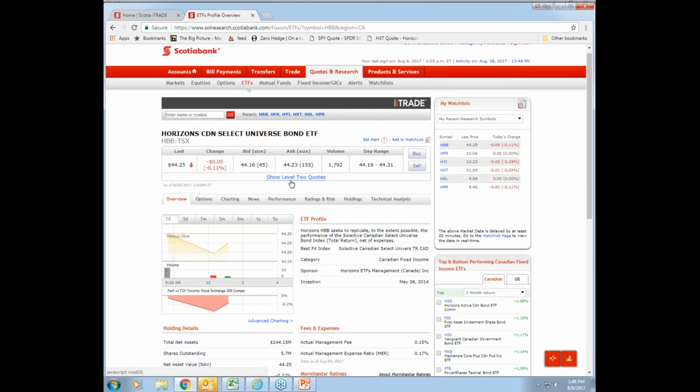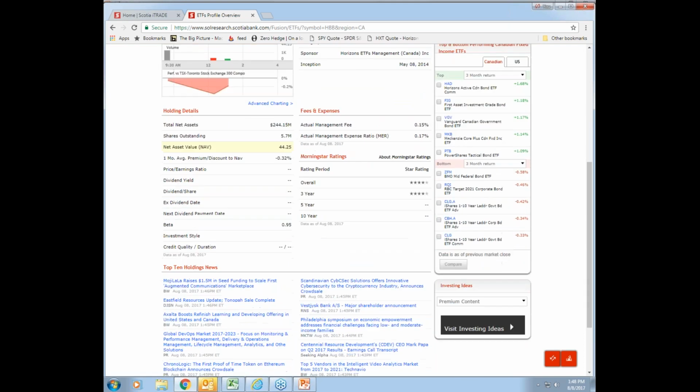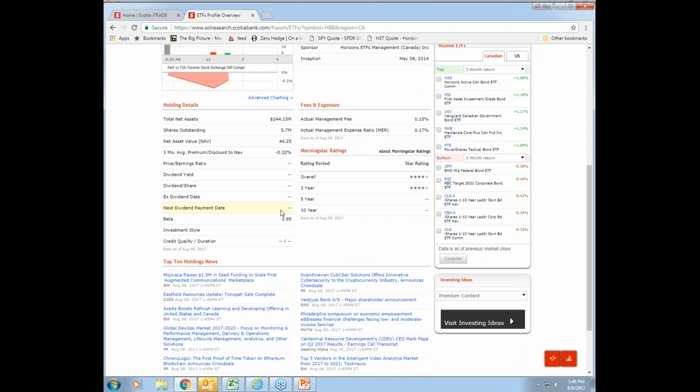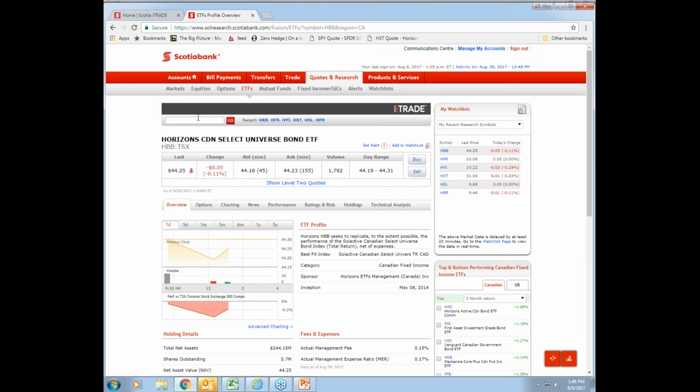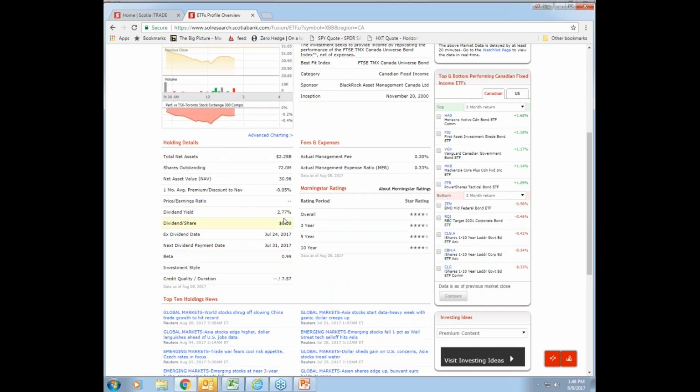And there's some key things here to look at before we even look to put in an order. First, we want to know what the underlying yield of the ETF is. In this case, it's listed as a dividend yield, but it's not actually a dividend yield. It's the income yield that you would expect to earn on a monthly or quarterly basis. And we can see the current yield of this product is 2.77.